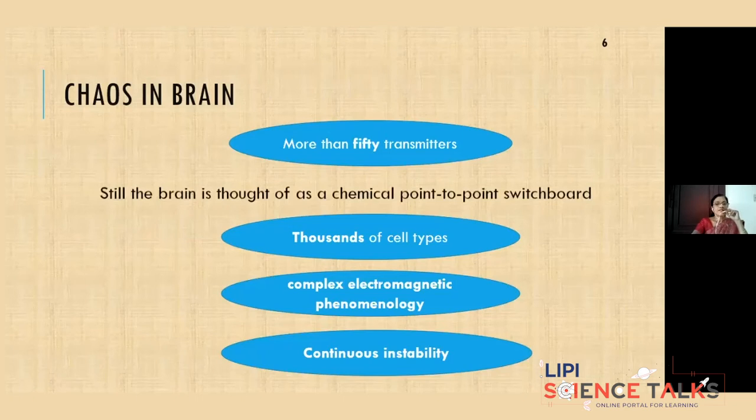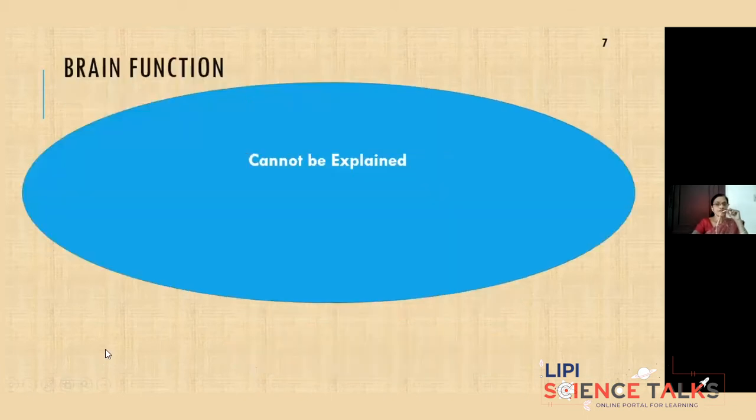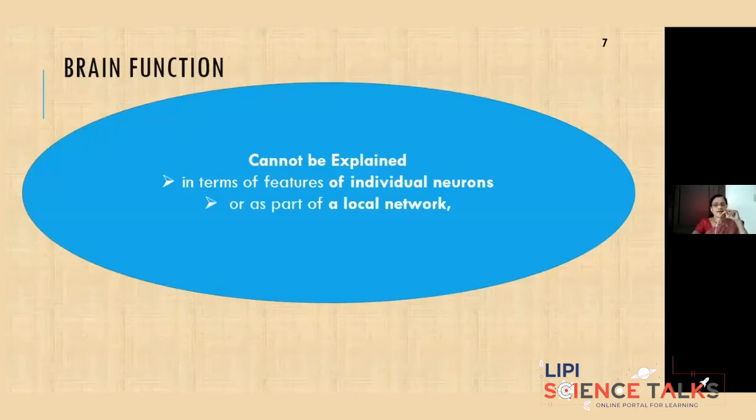But still, the brain is thought of as a chemical point-to-point switch. That means the neurons are communicating with each other, and in those communications there may be chaotic events. Brain function cannot be explained in terms of individual neurons, because neuron behavior is different from that of individual neurons in the network. And it cannot be explained as a local network, because a large number of neurons are involved, and it cannot be characterized as a reaction to a certain stimulus.